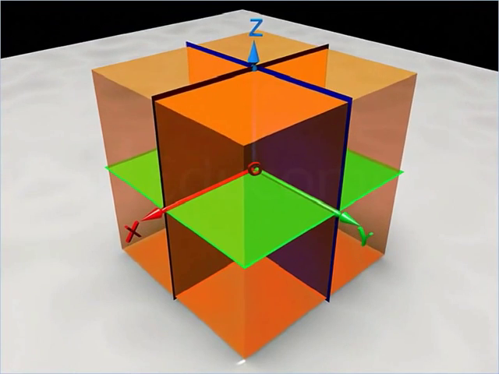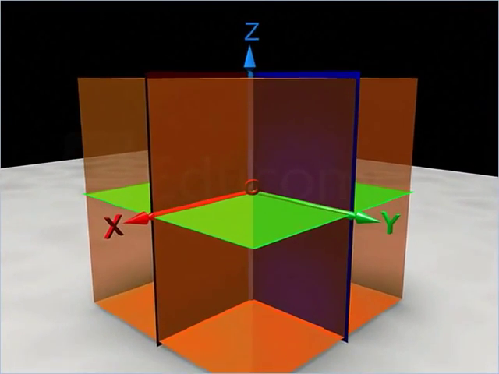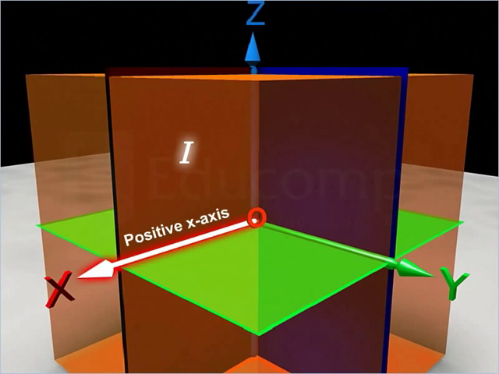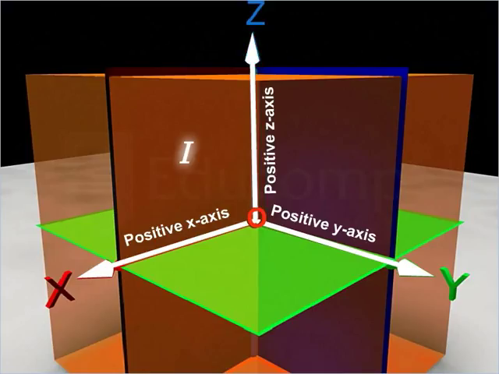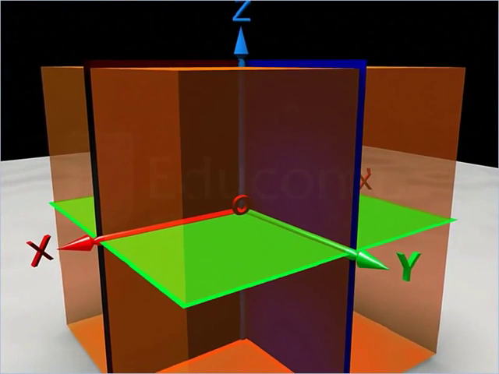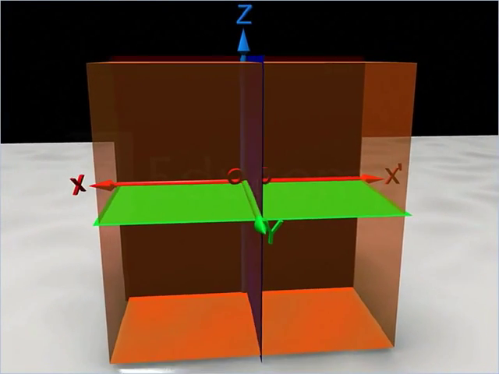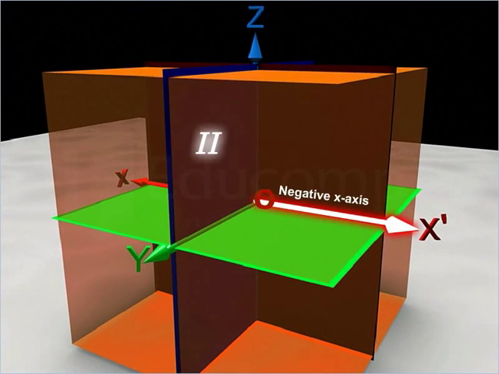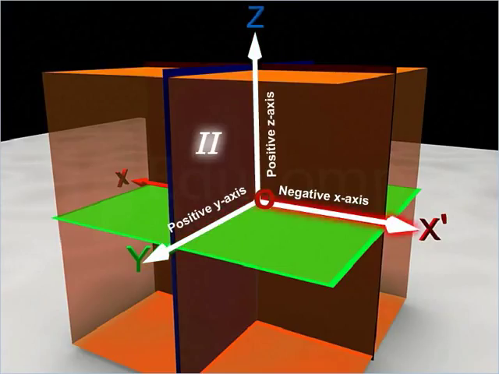The sign of the coordinates of a point helps us to determine the octant in which the point lies. Since the first octant contains positive x, y and z axes, all the coordinates of the points in this octant are positive. Similarly, the second octant consists of the negative x-axis and positive y and z-axis. So, the x-coordinate of the points lying in this octant is negative, whereas y and z coordinates are positive.